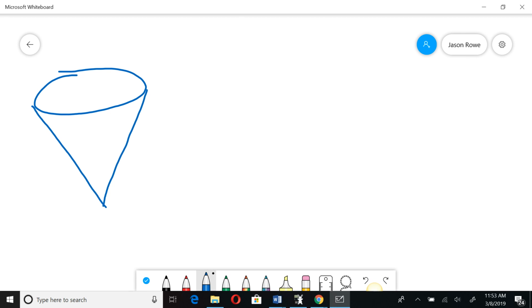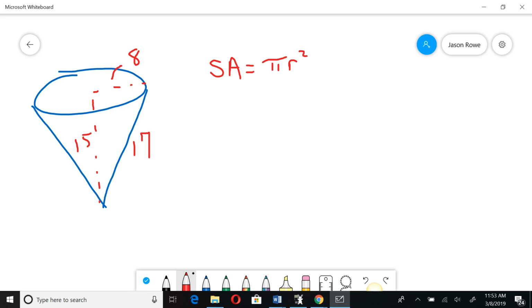So now, I'm going to redraw the cone here. We've got all three numbers. We've got a radius of 8. We've got a height of 15. And we've got a slant height of 17. Let's find the surface area. Surface area, pi r squared plus pi RL. So the radius is 8. So we got pi times 8 squared plus pi times the radius, which is 8, times the slant height, which is 17.